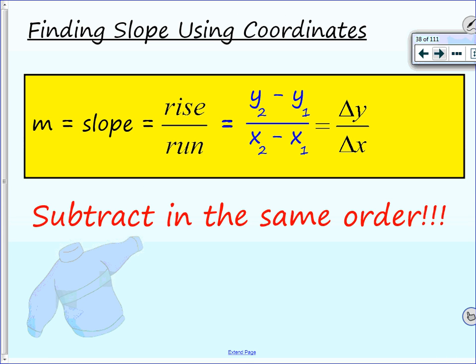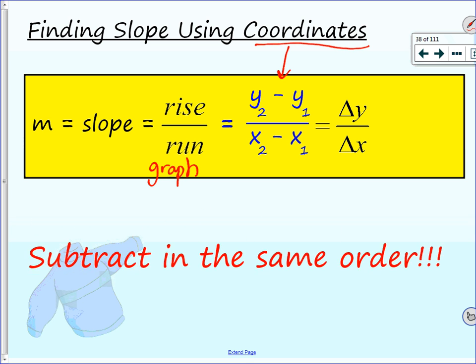Okay. Now, so far we have looked at finding slope on a graph. And finding slope on a graph, we looked at rise over run. You can also be asked to find slope given coordinates. Given coordinates, this is the equation that you're given.